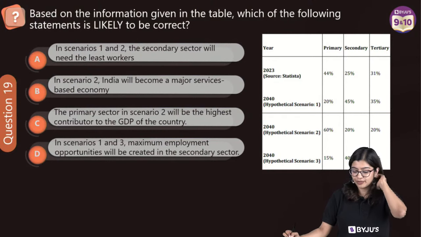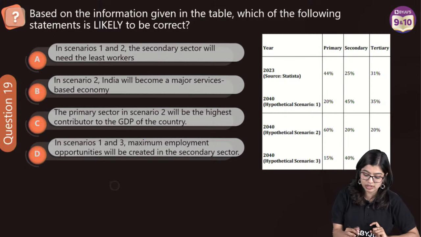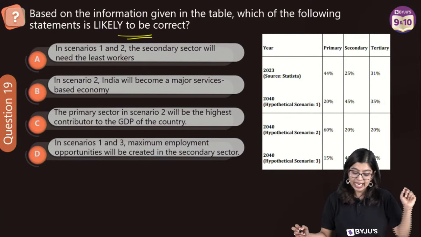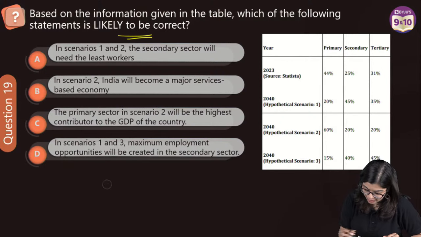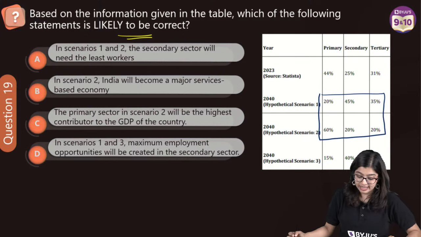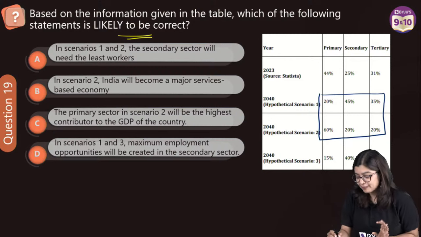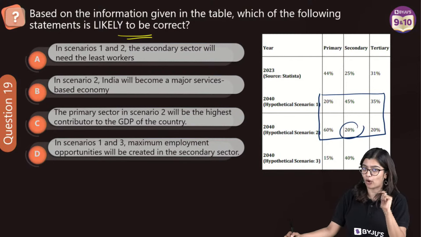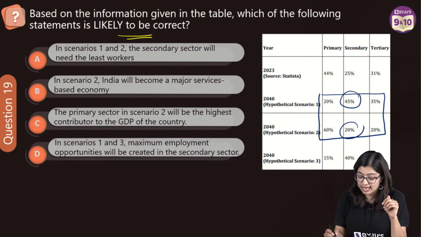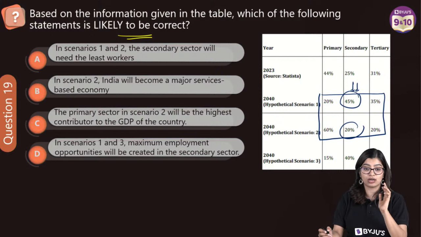Now look at the next question. Same table, based on this, which among the following statements is most likely to be correct? Option A says that in scenarios 1 and 2, the secondary sector would require the least number of workers. We can agree that maybe lesser number of workers should be employed in secondary sector in scenario 2. But can I say that for scenario 1, I would also require less number of workers?